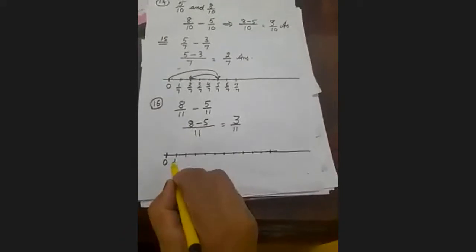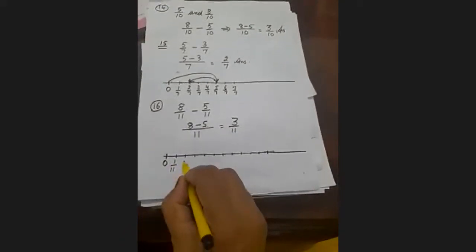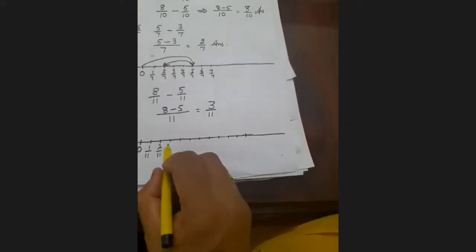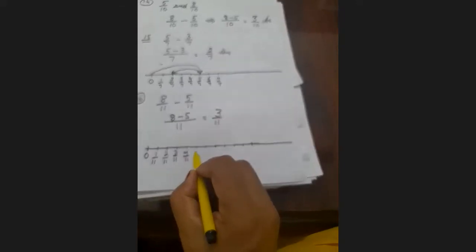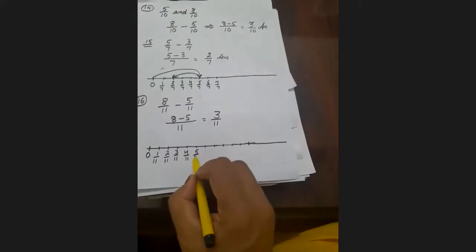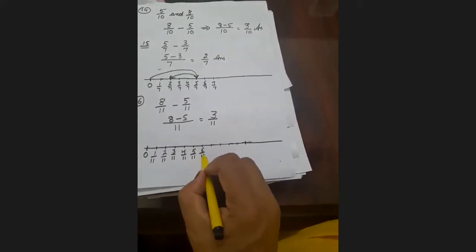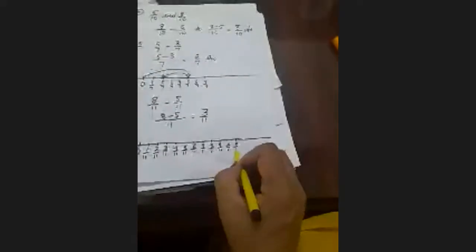Now write these numbers as 1 upon 11, 2 upon 11. Next is 3 upon 11, 4 upon 11, 5 upon 11, 6 upon 11, 7 upon 11, 8 upon 11.